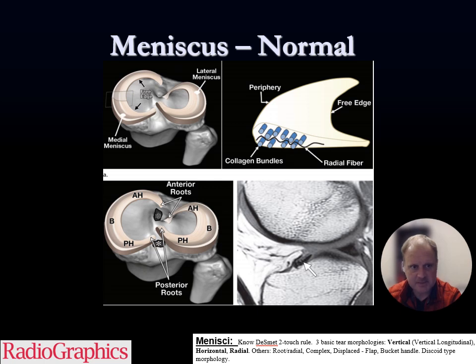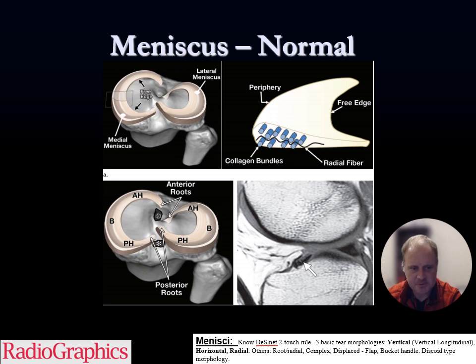The meniscus is the next big topic. Here's some examples of what normal meniscus looks like. You have a larger medial meniscus and a smaller lateral meniscus. It has a triangle morphology on imaging, which I'll show shortly. But here's some examples of where the free edge would be as opposed to where the thicker body would be. And here's another picture of what that looks like.